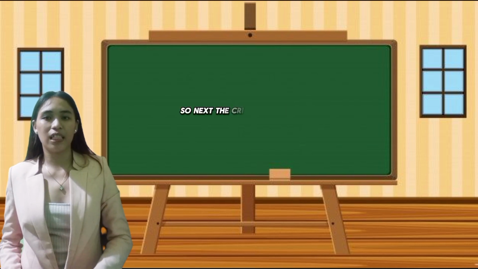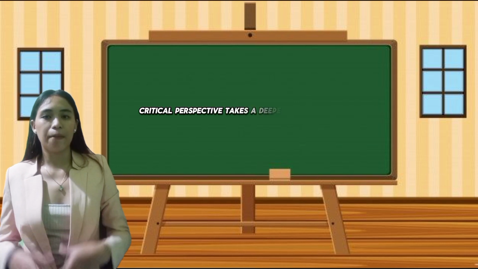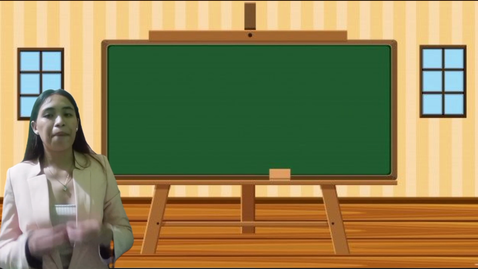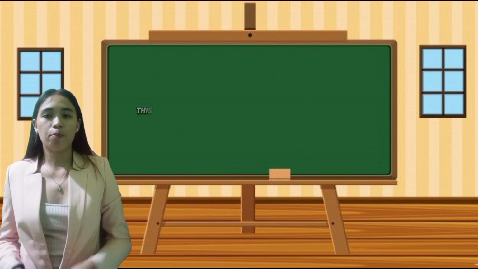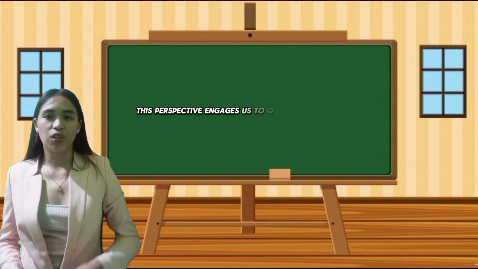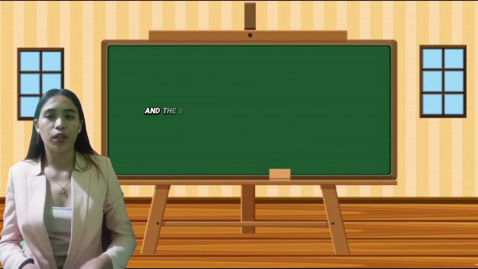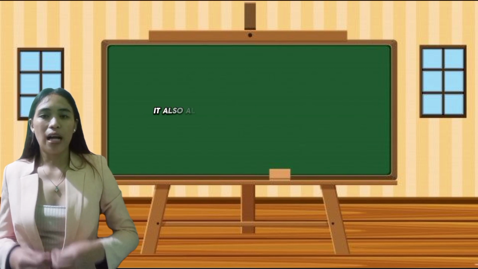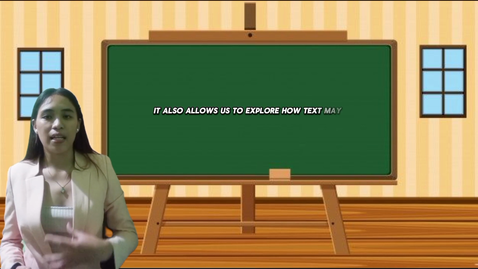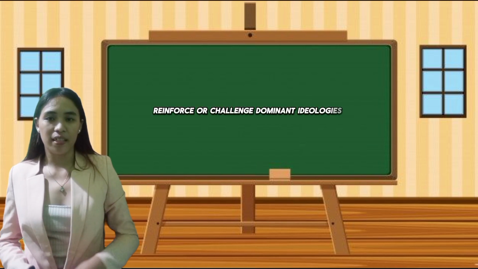So next, the critical perspective. Critical perspective takes a deeper dive into themes, biases, and societal influences in a text. This perspective engages us to question assumptions, power structures, and the broader impact of literature on society. It also allows us to explore how a text may reinforce or challenge dominant ideologies.